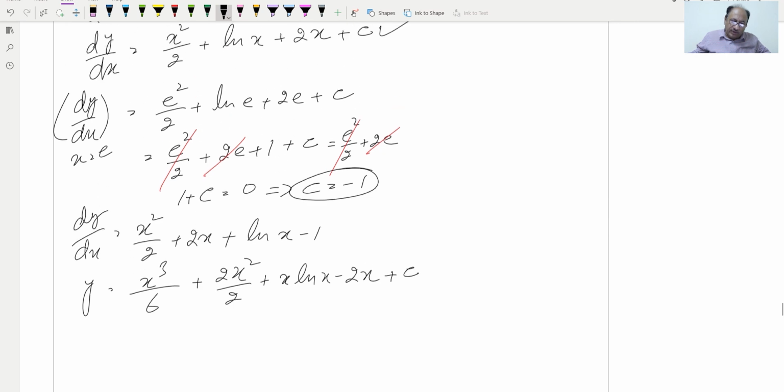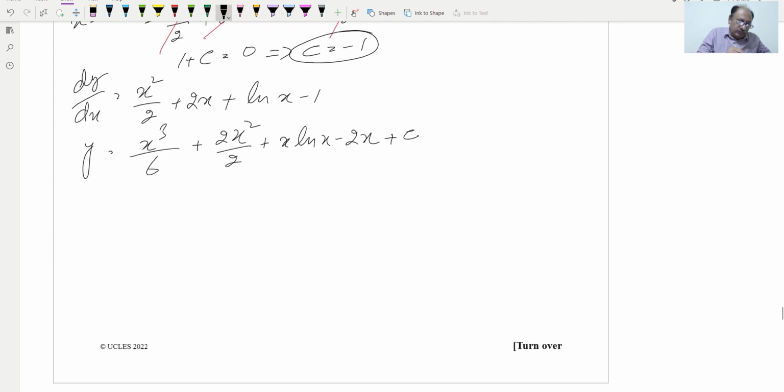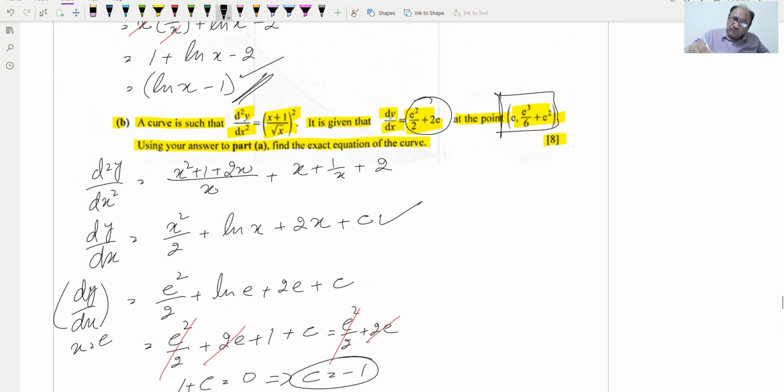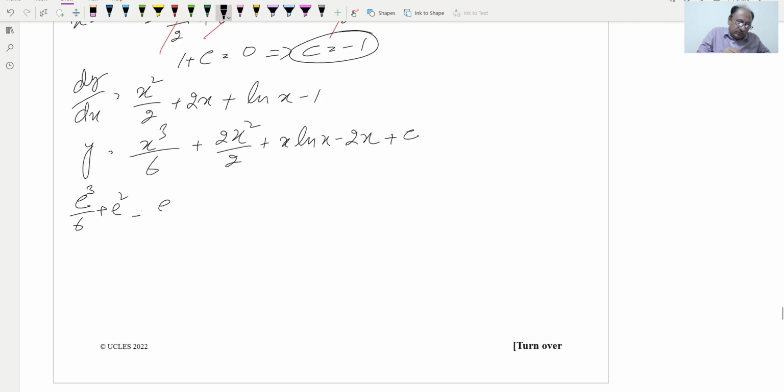Now we know the x and y values for this point. The x value is e, and the y value is e raised to the power 3 by 6 plus e squared, which is the value we have taken as y, and the x value is e. So e raised to the power 3 by 6 plus 2, the 2 will be cancelled, so it will be e squared, plus e log e minus 2e plus c.